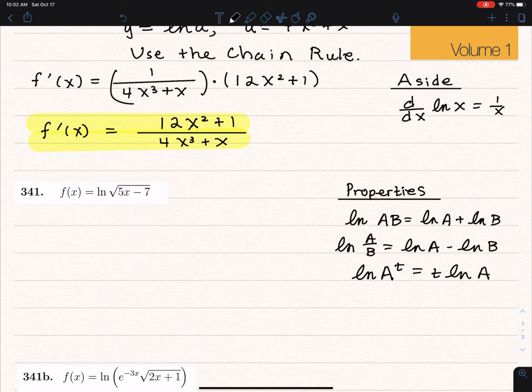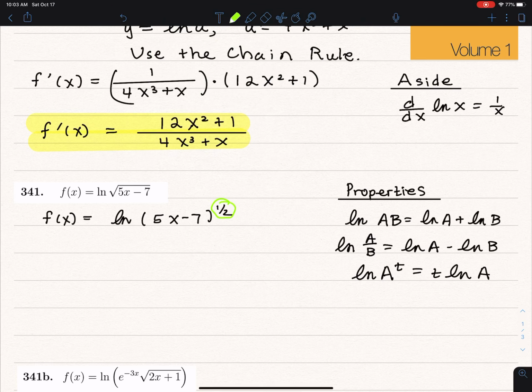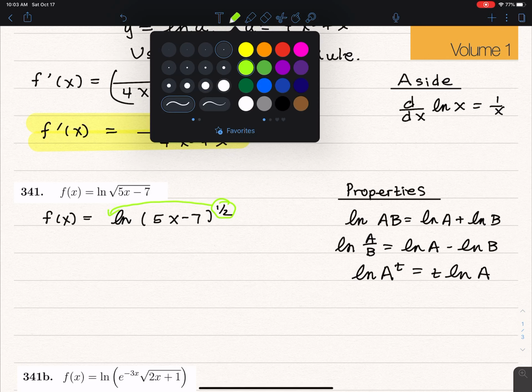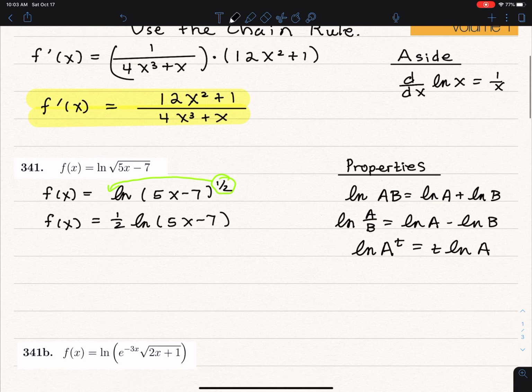All right, so we have these properties, and what I'm going to do on this next one is change this logarithm function around a bit first so that I have something which is easier to differentiate. Whenever I'm differentiating and I see a square root symbol, I want to write that as an exponent. Then I'm going to use the third property in that list and bring the exponent to the front. So I have f of x equals 1/2 ln of 5x minus 7. Why would I do that? Because it's easier to differentiate. I didn't have to do it, but I'm using the chain rule, and it's easier to bring that 1/2 to the front.